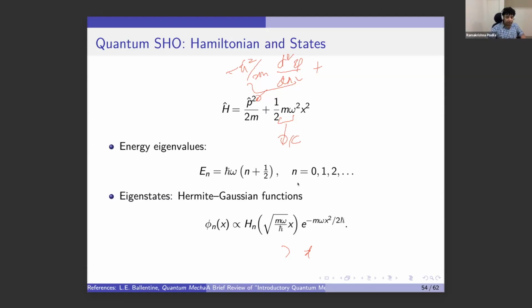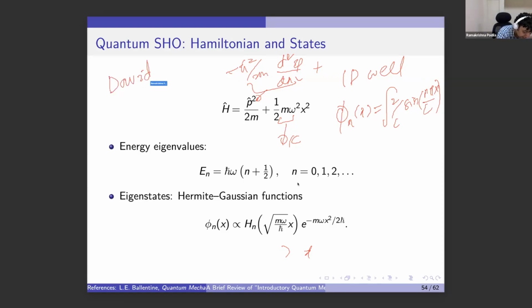Previously in the 1D well, when we solved with the boundary conditions, we got the solutions phi n of x equal to square root of 2 over L times sine of n pi x by L. We are not going to solve the simple harmonic oscillator in great detail, but if you do not understand this, you can refer to any standard quantum textbook. The simplest one you can find is the one by David Griffiths.